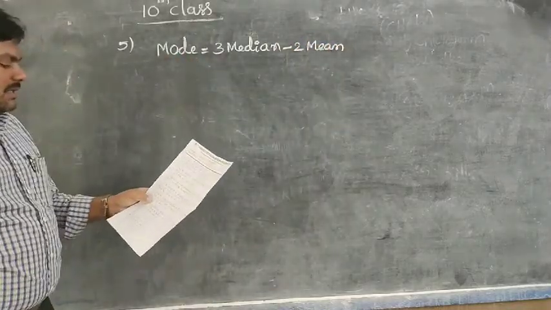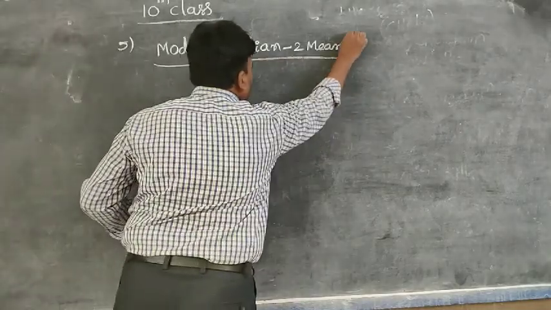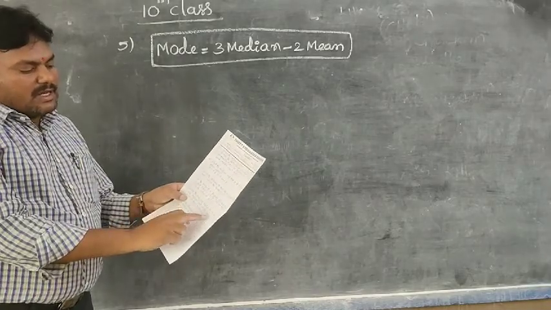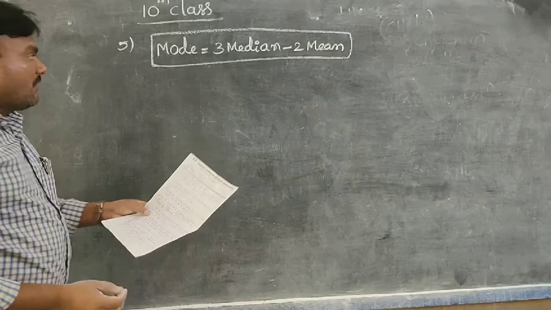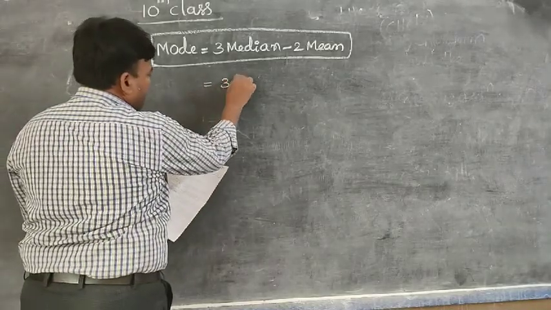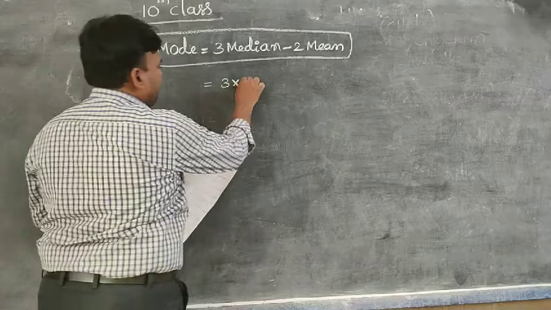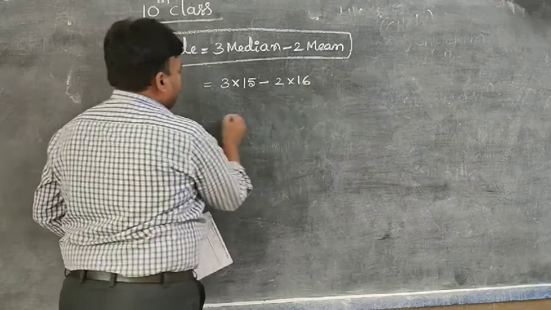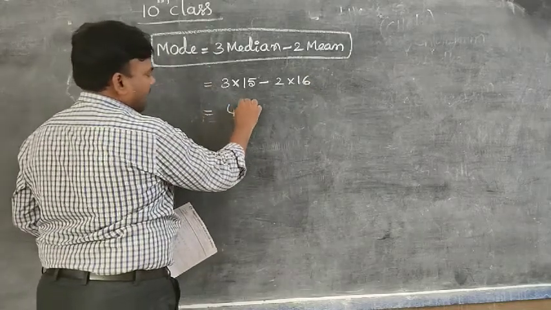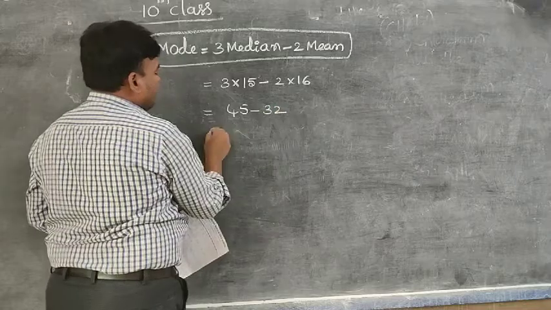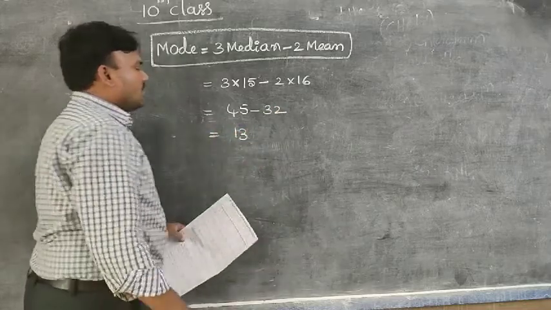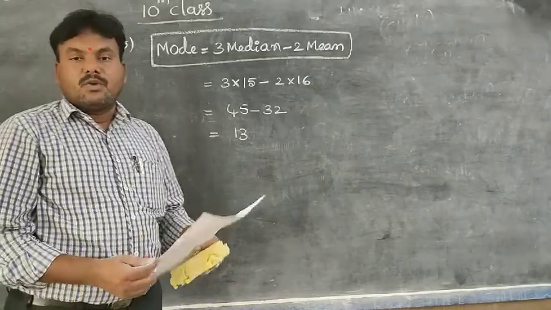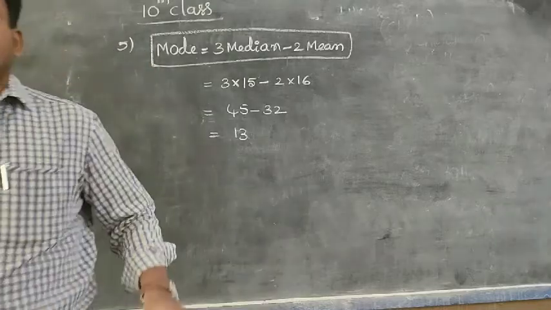This is the empirical relation among mode, mean and median. According to the problem, the median value is given, the mean value is also given. We find the mode: mode equals 3 into the median value 15 minus 2 into the mean value 16. It becomes 3 fifteens are 45 minus 2 sixteens are 32. Finally, it becomes 13, which is the solution of the given fifth problem. Right. Just go for the second Roman numeral, students.